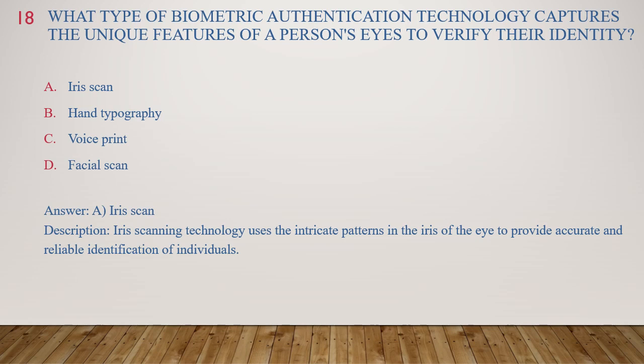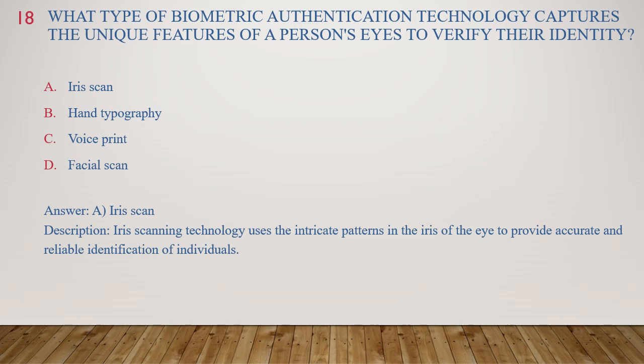Iris scan. Here's why. Iris scan. This technology captures the unique patterns of the iris, the colored part of the eye, for identification. It offers high accuracy and security due to the complex and unique nature of iris patterns. Hand typography. This term doesn't exist in the context of biometric authentication. It might be a misunderstanding of hand geometry, which measures the size and shape of the hand, not eye features.